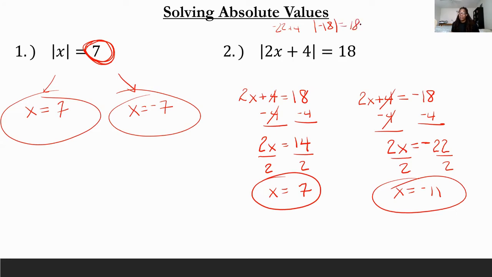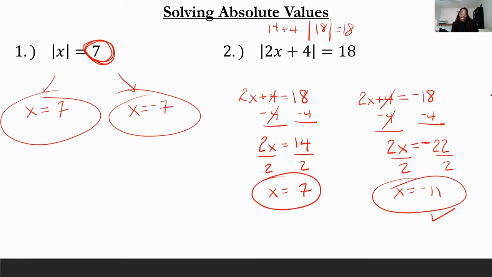So can 18 equal 18? Yes, that's a true statement. So that means this solution of x equals negative 11 does work for this situation. So let me erase. If I plug a 7 in for the x, so I have 2 times 7, which gives me 14, and 14 plus 4, that gives me 18, and we're talking about the absolute value of 18. So if this is 0 and this is positive 18, that means it's going to take me 18 steps to get from 0 to 18. So that's why we have the absolute value of 18 is equal to 18.